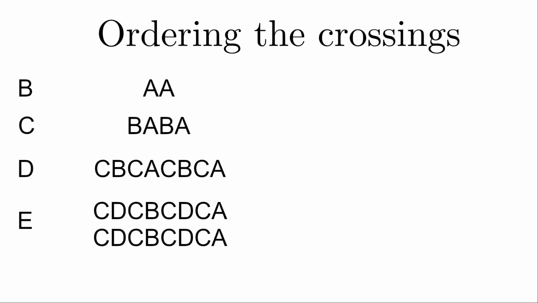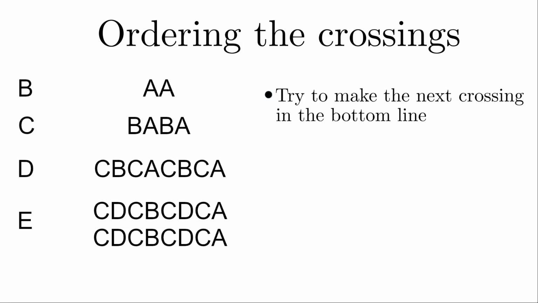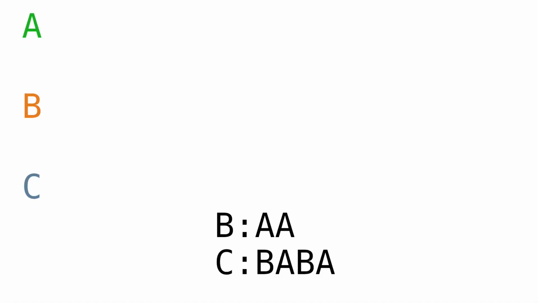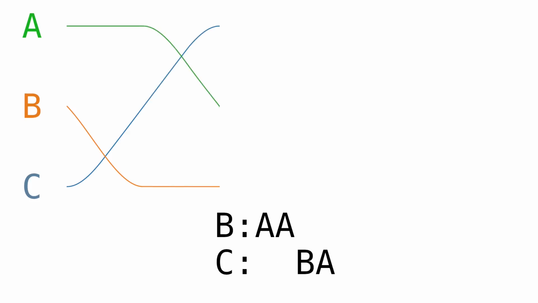The final thing we need in order to draw our diagrams is to find an order for the crossings. After trying some different algorithms, I found this one that seems to always work. Try to make the next crossing in the bottom line. If that's not possible, try the lines above one by one until you find the possible crossing. If, for example, this pattern appears, the first crossing in the bottom line is the BC crossing, which we can do because B and C are next to each other. The next one would be the AC crossing, which we also can do.